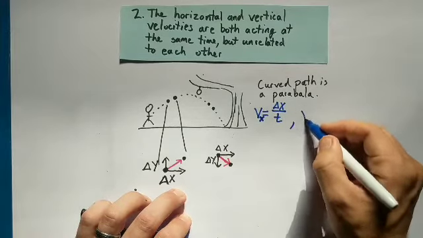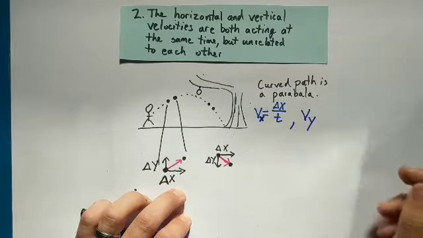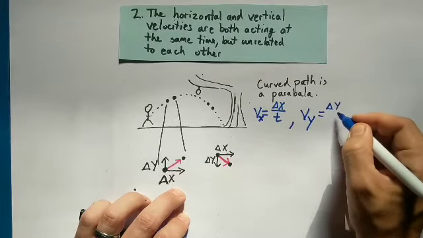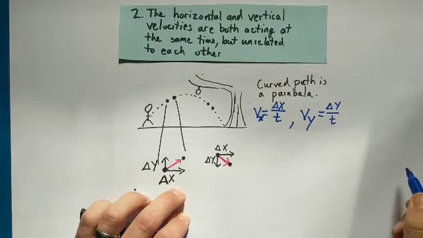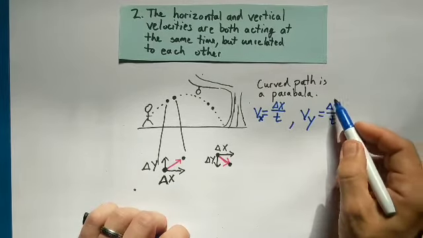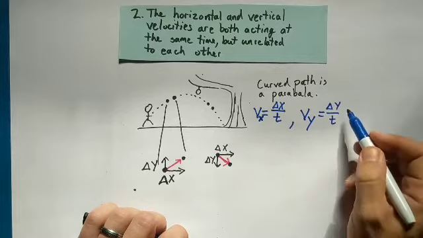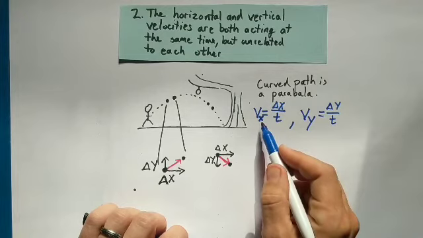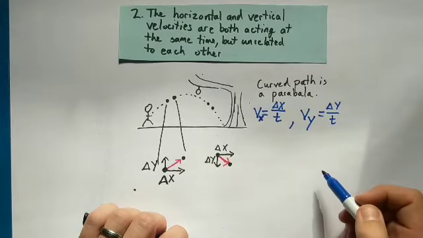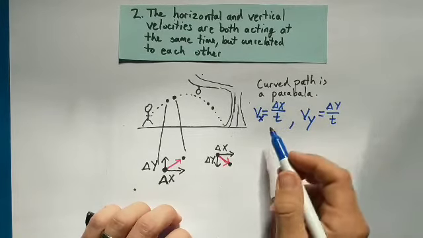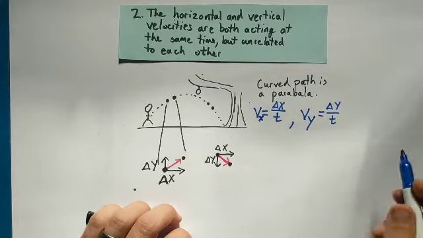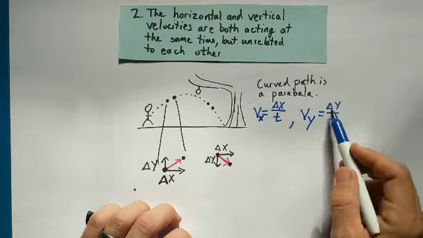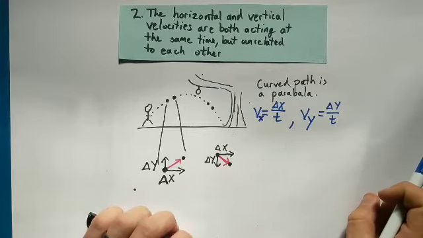I also can move vertically in the y dimension. V of y is delta y over t. So any displacement in the y dimension, moving up or down, over time. So I can have a velocity in x and I can have a velocity in y. Do they relate to each other? The only thing that connects them is time, but the distance you travel horizontally and the distance that you travel vertically are very different things.